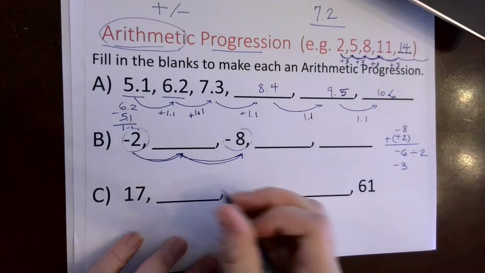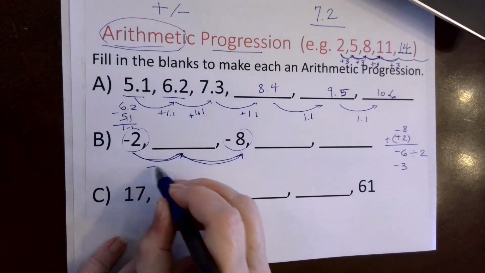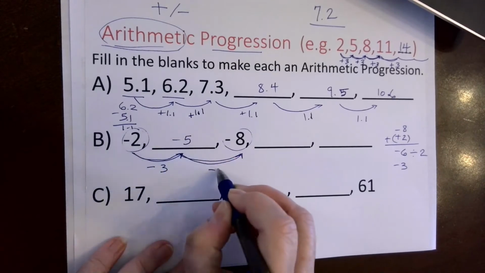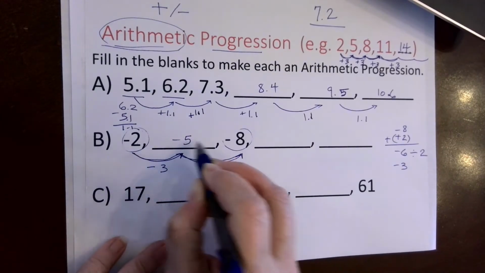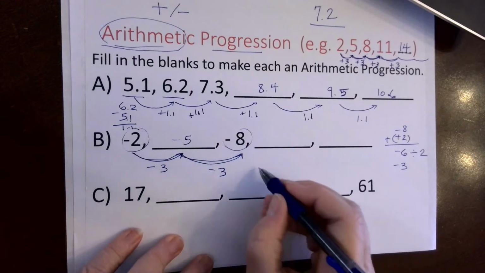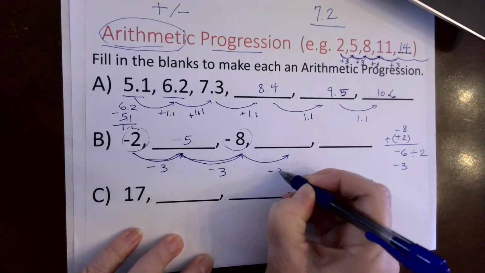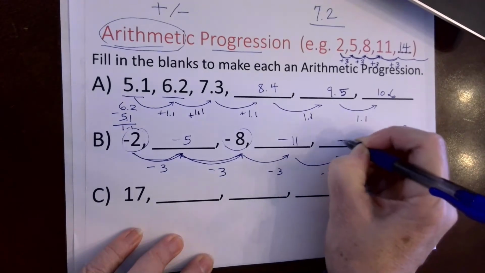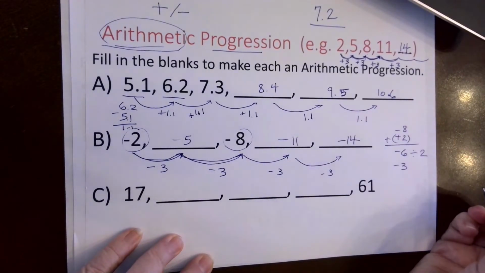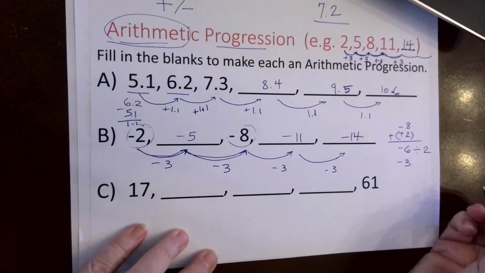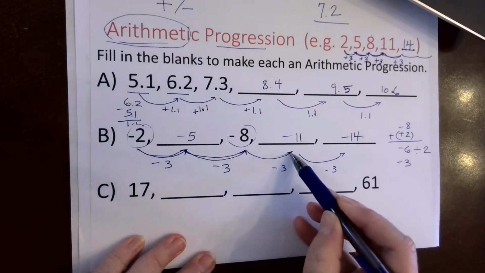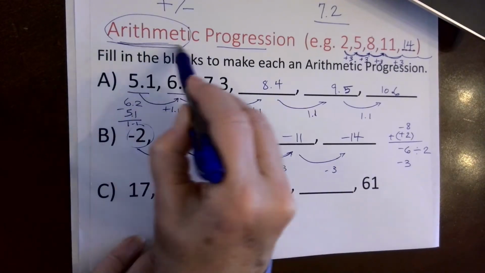We're going to spread -6 out over 2 jumps. That's -3. We're going to subtract 3 from -2. We're going to subtract 3 from -5. That gives us -8. Subtract 3 from -8. Subtract 3 from -11, and so on. That's arithmetic progression because we're subtracting the same amount every time.